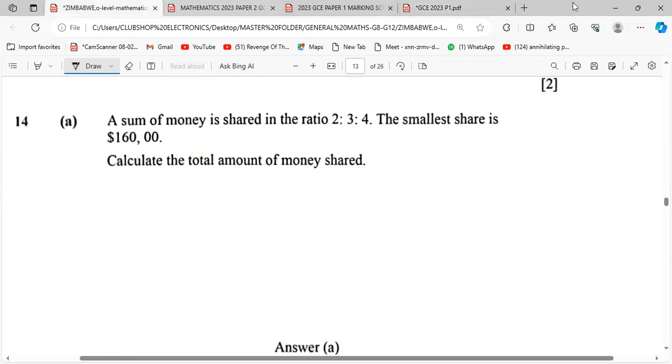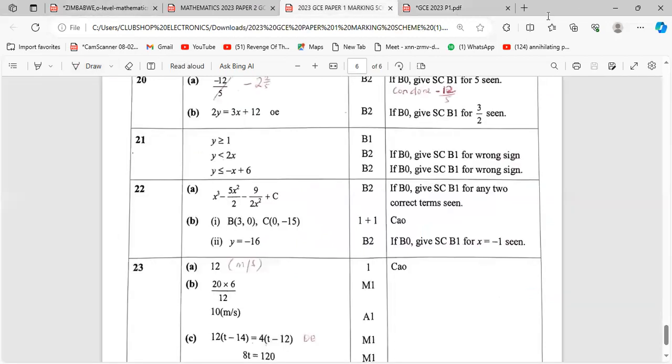Just a minute. Trying to share the PDF. Okay. I think I have it.